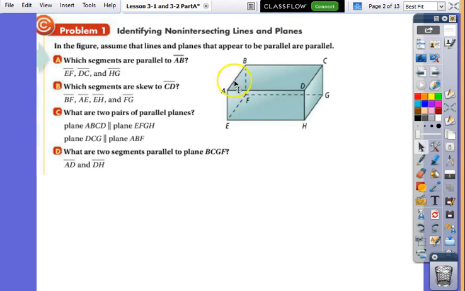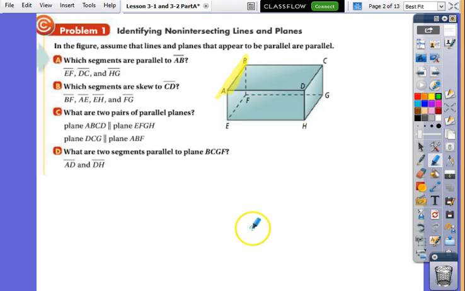What I want to be able to do right here is find non-intersecting lines and planes, just a quick review of how that works. Which segments are parallel to AB? If we look at AB, AB is this line right here. I want to find out which segments are parallel to that, and there are actually three other segments that will be parallel to it.